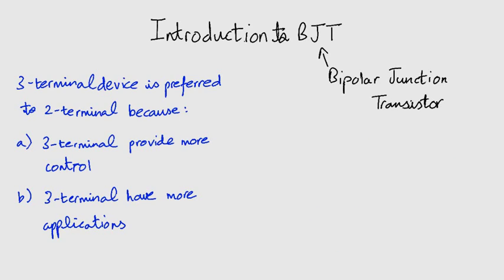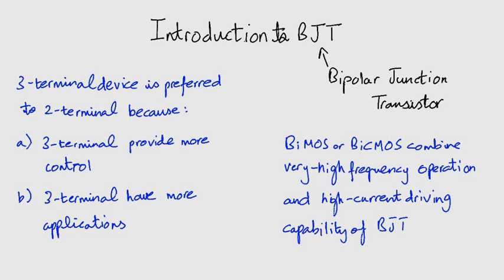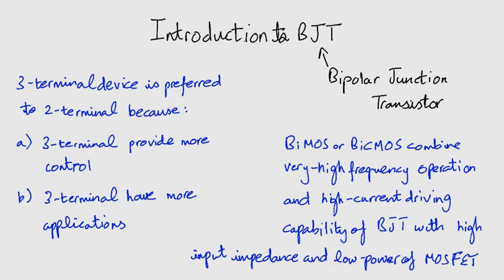We also have a technology called BiMOS or BiCMOS that combines the very high frequency operation and high current driving capability of the BJT with the high input impedance and low power of the MOSFET. This technology is increasingly finding larger areas of application.